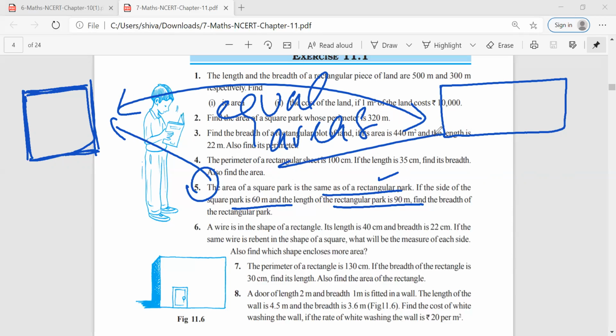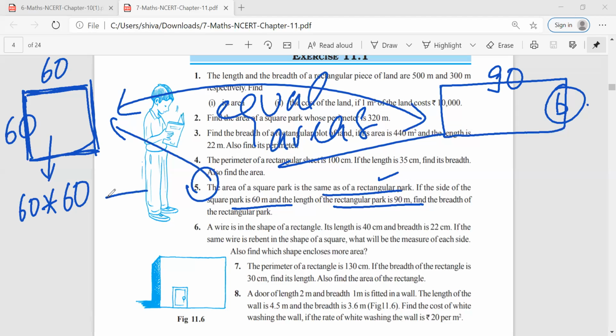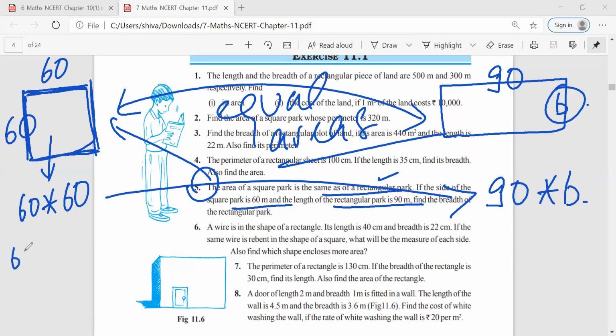Now, this is 60, this is 60, this is 90. Let me assume that this is B. So, the area would be 60 into 60. This would be equal to 90 into B. Mr. Sarthak, any doubt? No, sir. So 60 into 60 is equal to 90 into B.